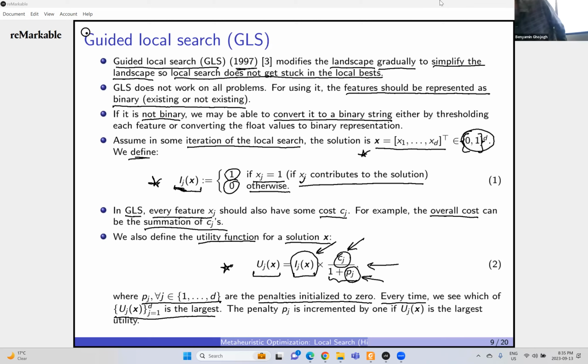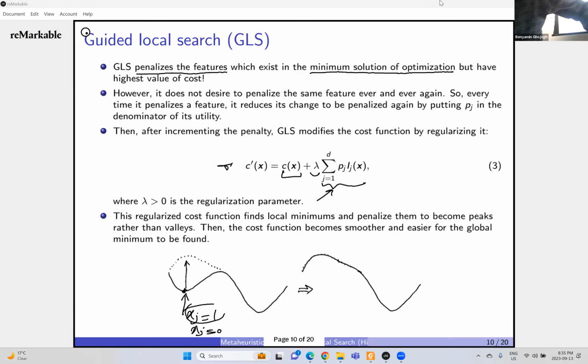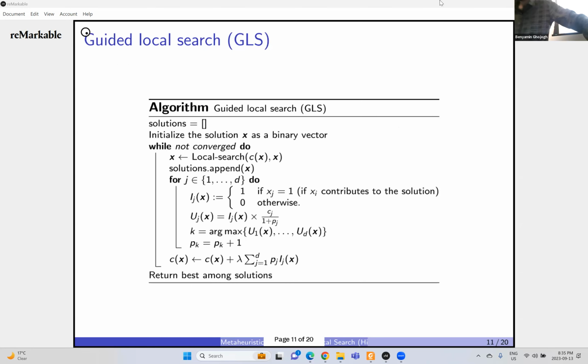And why do I have this +1 in the denominator? Try to understand everything. Why do I have 1+? Because I don't want to have division by 0. Initially, all of the PJs are 0. Right? Okay. So I have this regularized cost, and this is what GLS does, kind of. The regularized cost function finds the local minimums and penalizes them to become peaks rather than valleys. Then the cost function becomes smoother and easier to find the global minimum, right? This is the algorithm, GLS.